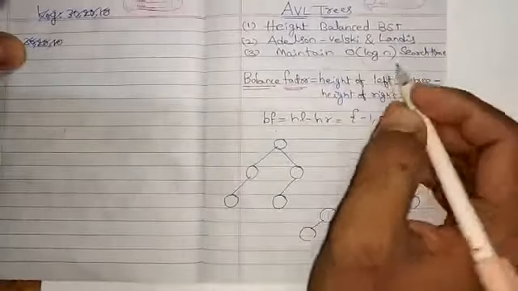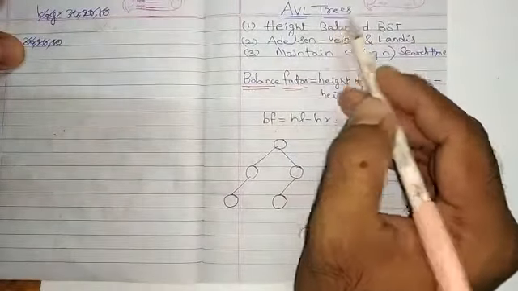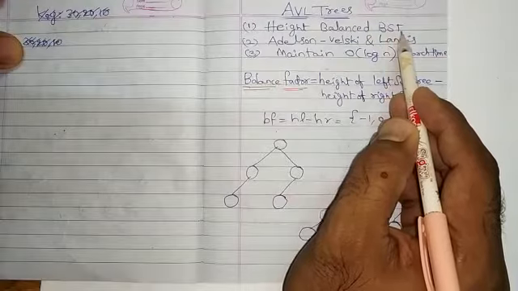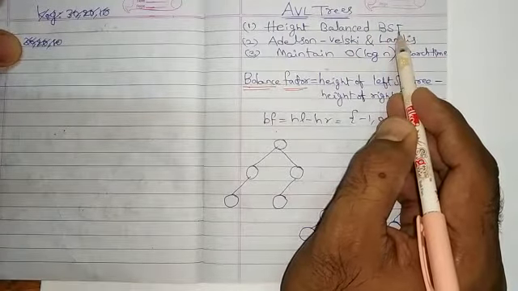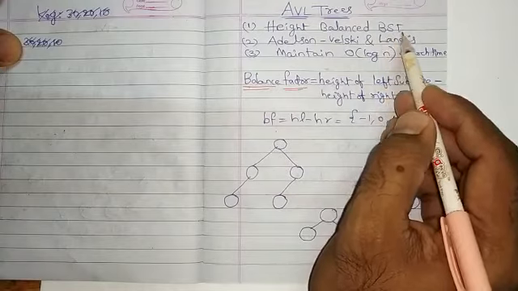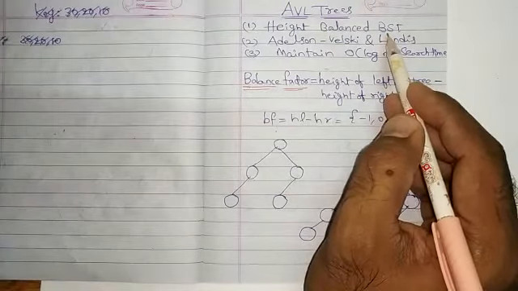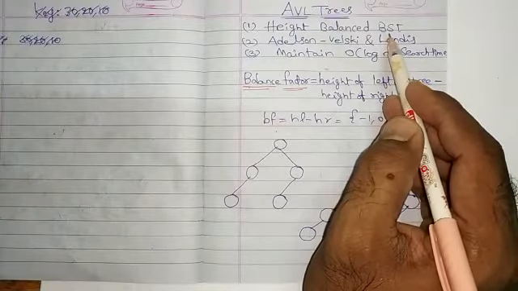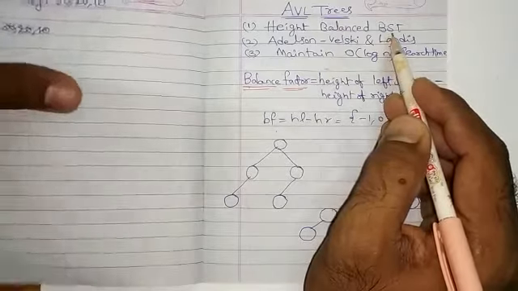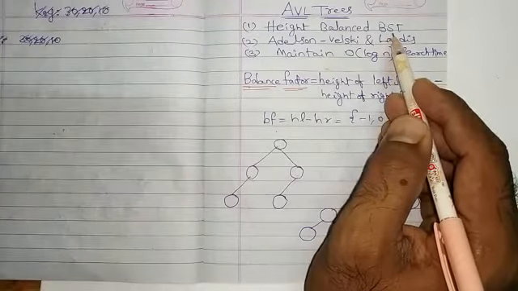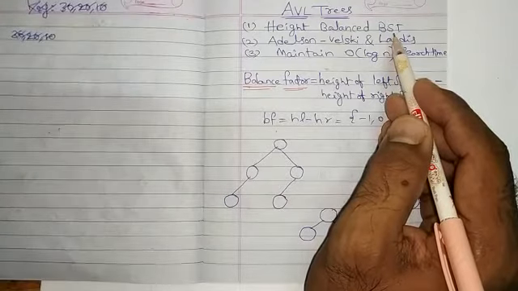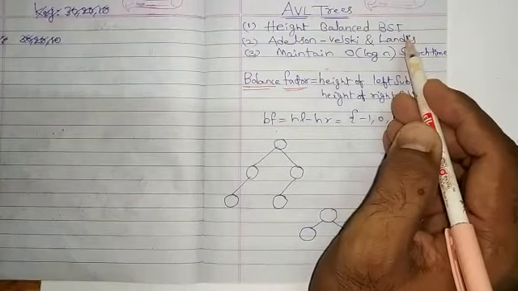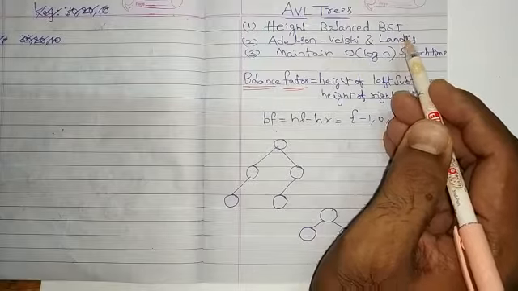So in this video we will discuss AVL trees. AVL trees are height balanced binary search trees. In the previous video we discussed the drawbacks of binary search trees, how skewed binary trees are created, and how such binary search trees have a time complexity of big O of n. So we should bring the time complexity to big O of log n so that we can identify the given elements within less time.